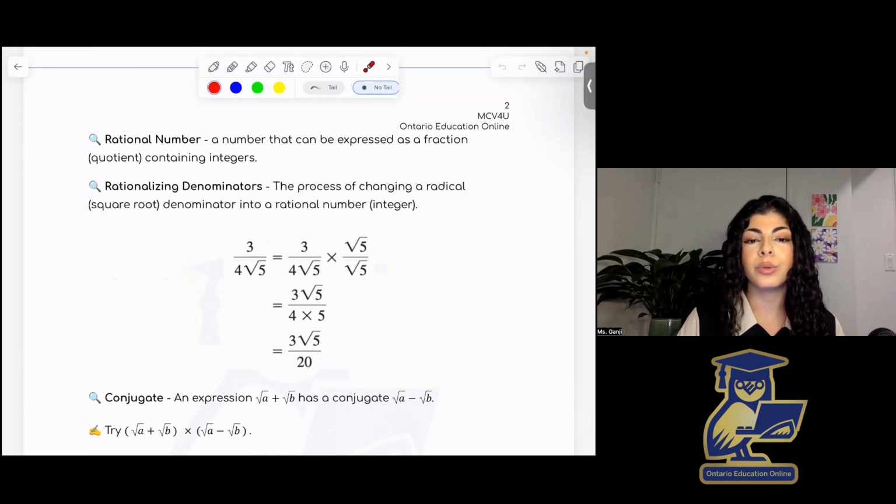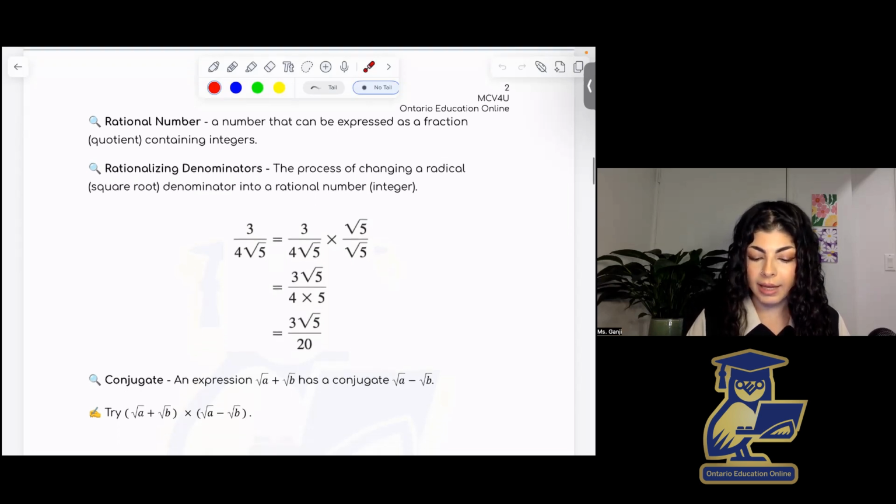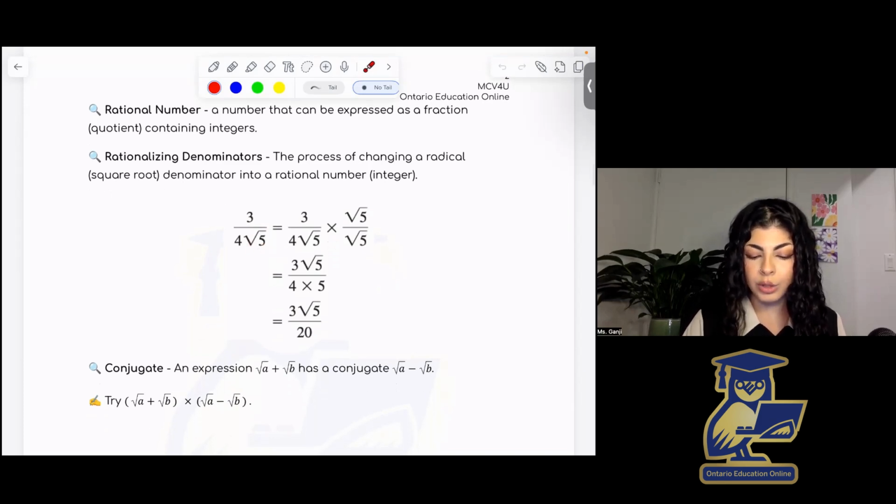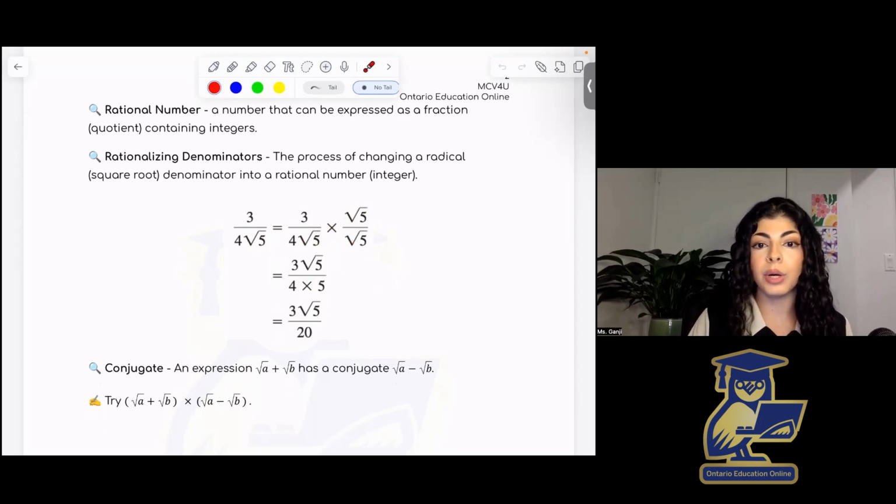What that means is to change a radical or square root, either from the denominator or the numerator, into a rational number or an integer. So, for example, in this example we have here, we're changing the denominator from a square root of 5. How we do that is we keep our first fraction and we multiply by the square root of 5 over the square root of 5. Why we do this is now in our denominator, the square root of 5 times itself is just 5. And now we have moved the square root into the numerator, so we've rationalized the denominator. This is an important skill that we're going to be practicing.